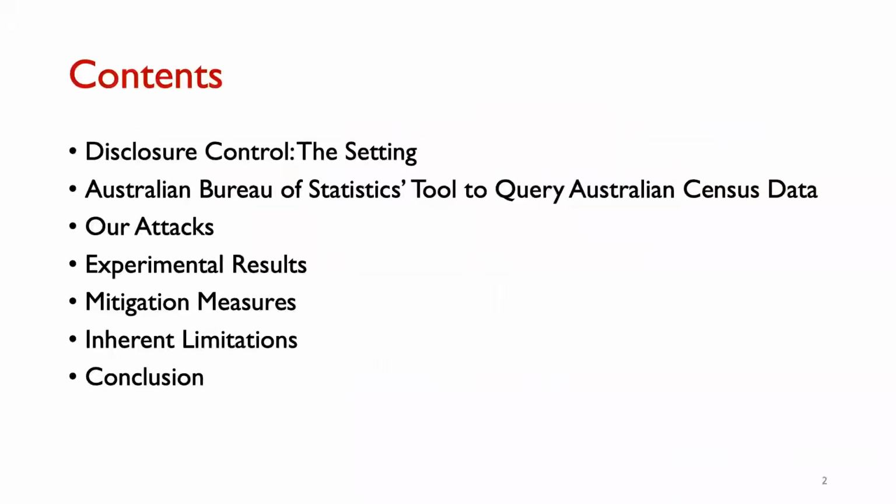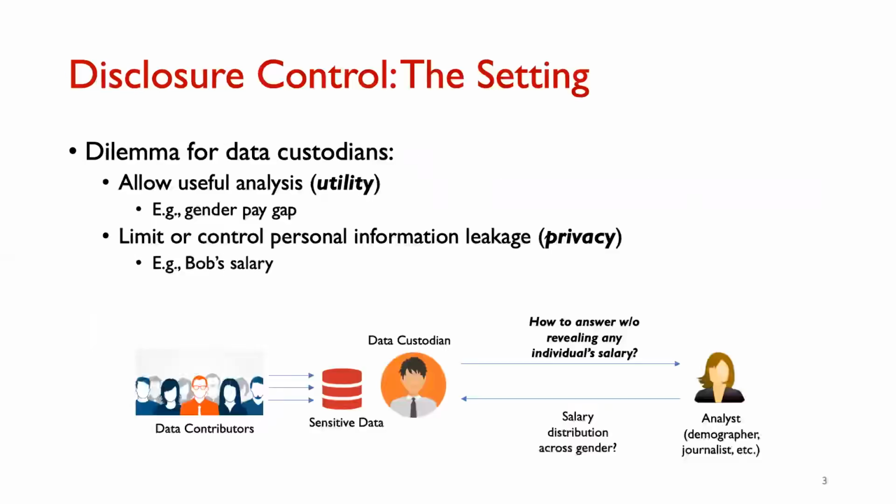So these are the contents of this talk. I will start with the disclosure control setting, which is the focus of our attack. Then I'll talk about the Australian Bureau of Statistics tool to query Australian census data. Then I'll discuss our attacks on this tool, some experimental results, some mitigation measures, and some inherent limitations if we were to follow the same privacy mechanisms used in that tool, and I'll finally conclude.